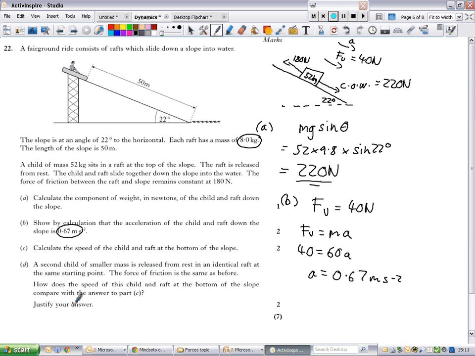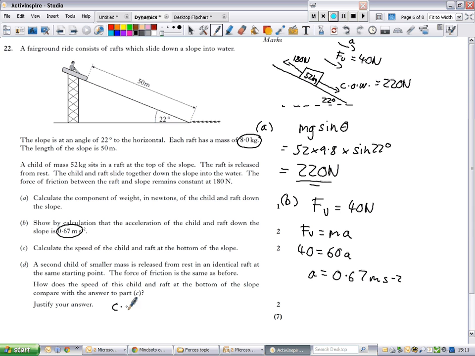A second child of smaller mass is released from rest in an identical raft at the same starting point. The force of friction is the same as before. How does the speed of this child and raft at the bottom of the slope compare with the answer to part C? This is the same as that question a couple of questions ago. One thing has changed and everything else is kept the same, and you're asked to figure out what the change will result in. So you've got a smaller mass.